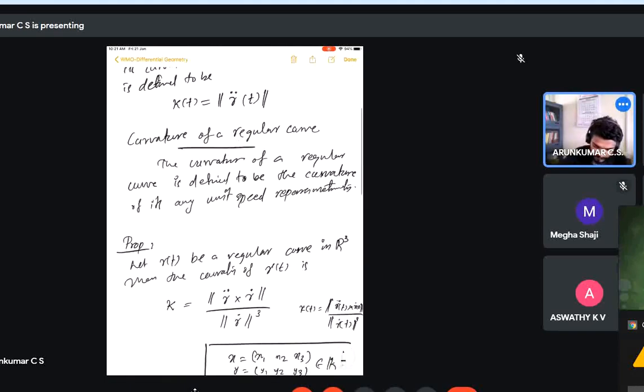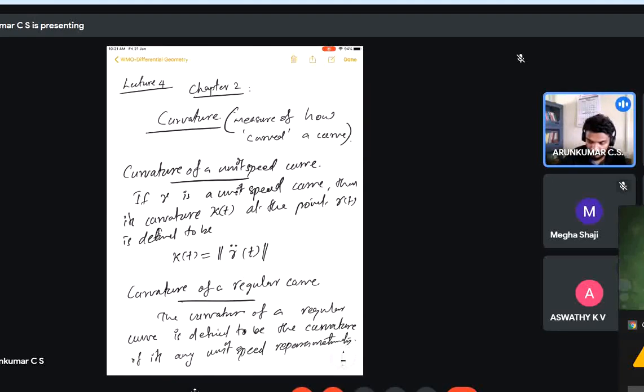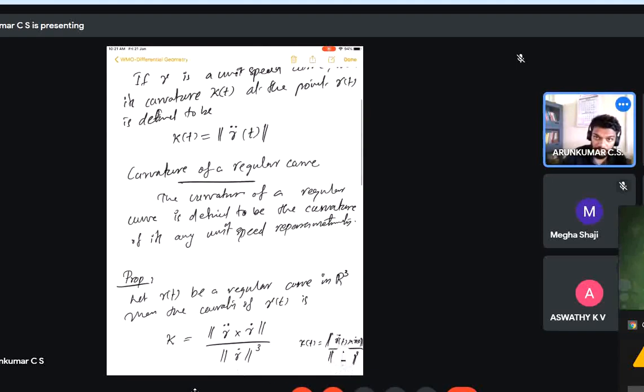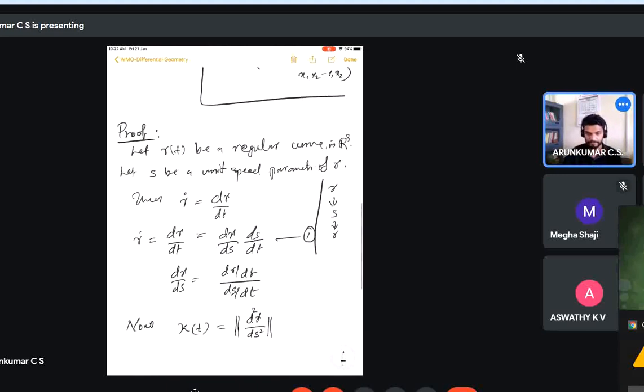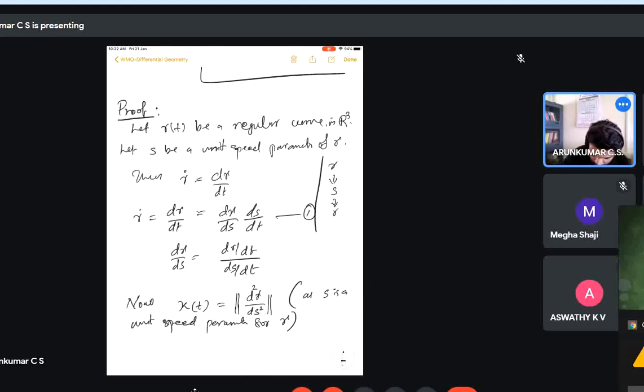Curvature, we know for a unit speed curve, curvature is nothing but the norm of gamma double dot of t, right? So this will be the norm of d square gamma by ds square, correct? As s is a unit speed parameter for gamma. Okay, fine. When you see gamma as a function of s, it is unit speed. So for a unit speed curve, its curvature is nothing but the norm of its second derivative.